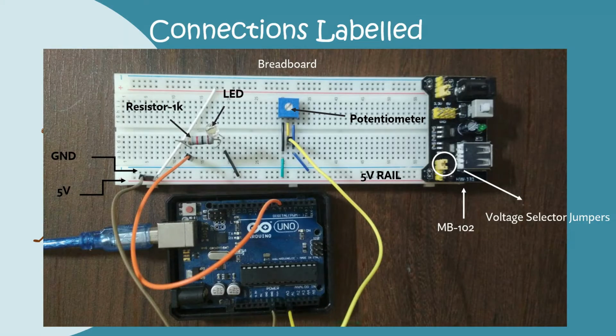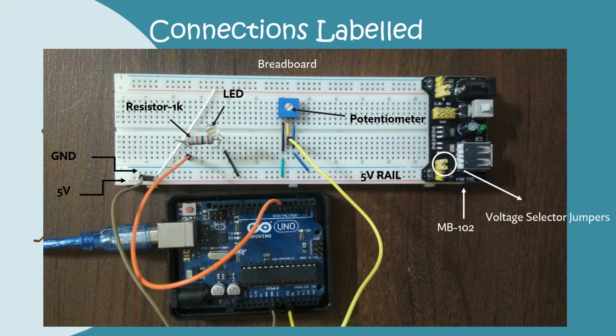So here are the connections labeled. I have the MB102. There is a 5-volt rail, and this 5-volt rail is connected to a potentiometer. The central pin or the signal pin of the potentiometer is connected to A0, the analog input of the Arduino Uno. We use one digital PWM pin, pin 6 in this case, as the output, and I have connected it to an LED and a current limiting resistor.